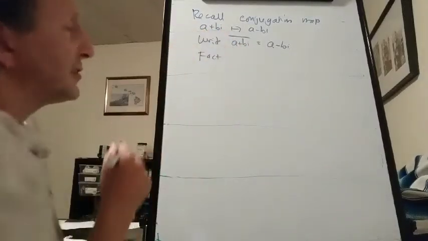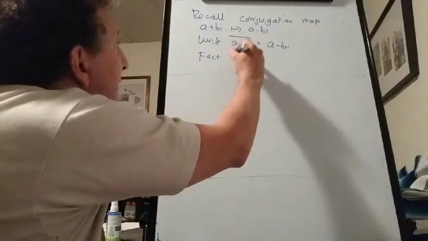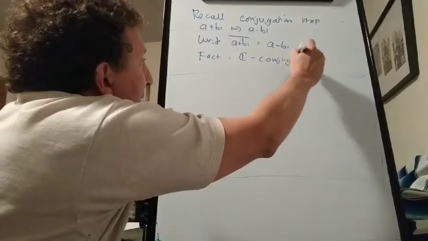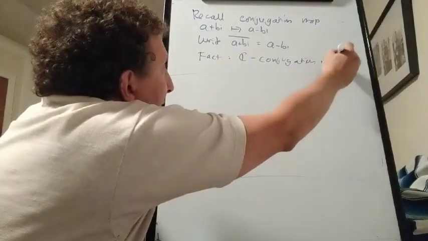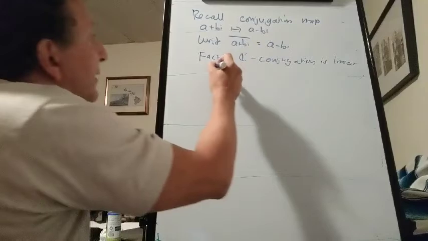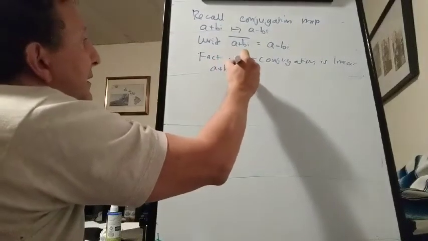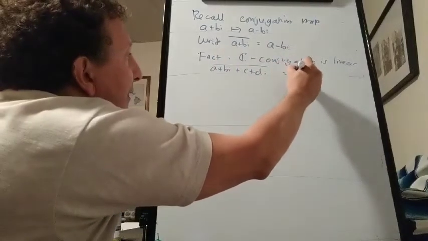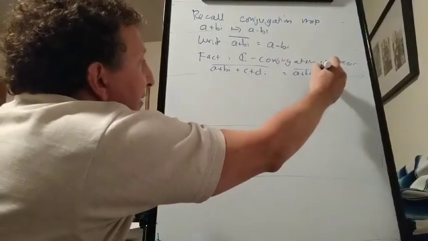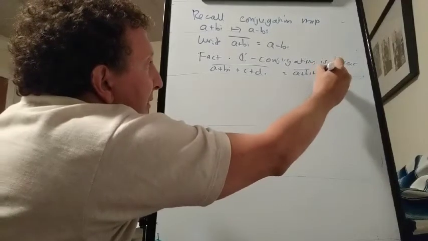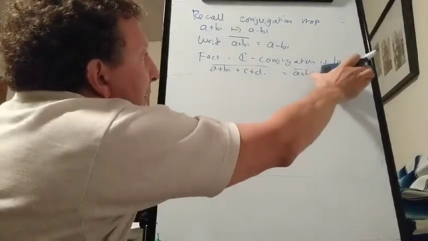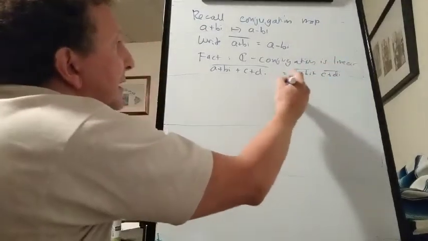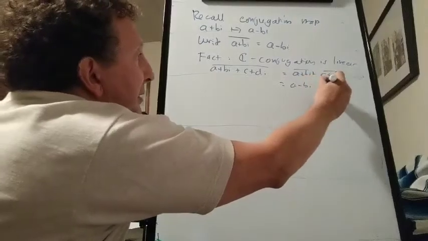Now, complex conjugation is linear. So if we have a plus bi plus c plus di, we conjugate the whole thing. That's just like conjugating the parts separately. So we can conjugate a plus bi and c plus di separately and get a minus bi plus c minus di.